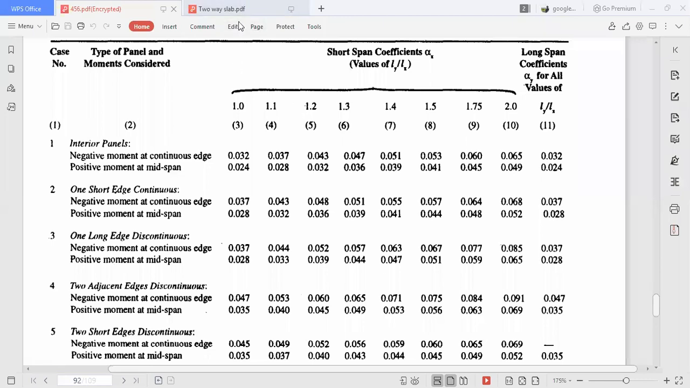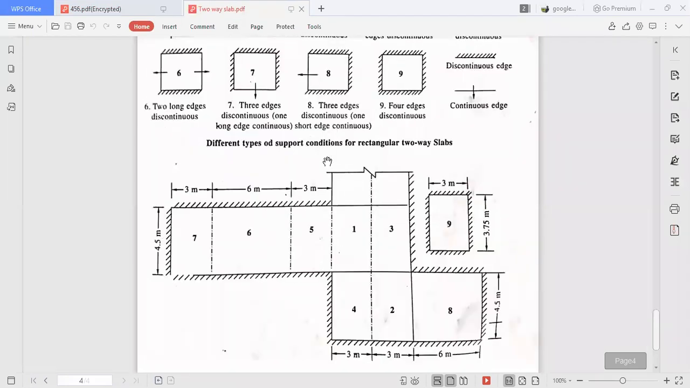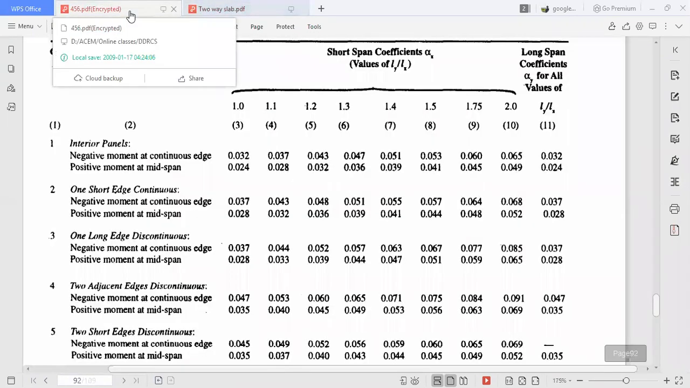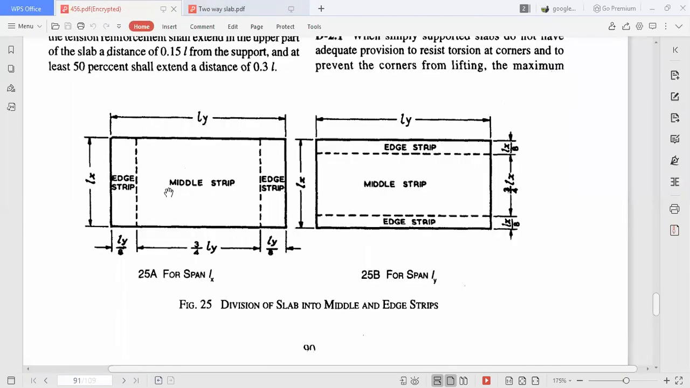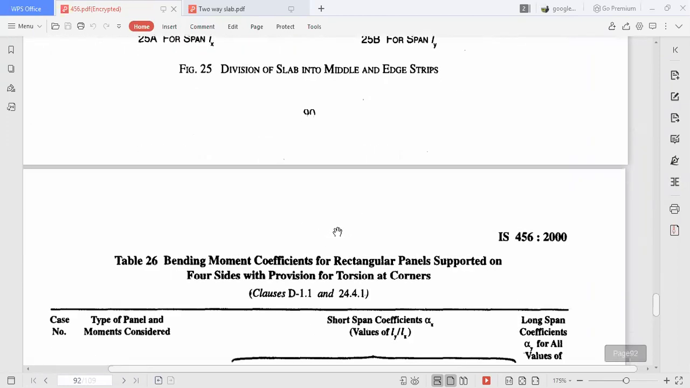These are the details you people should know before starting the design. And there are some more details regarding this sketch. Let me show you this one. Design procedure of two-way slab, and what we mean by edge strip, middle strip, and all these things, we will discuss in the coming class.